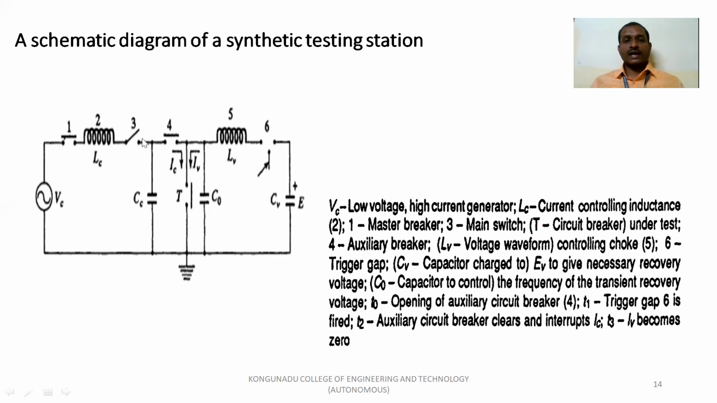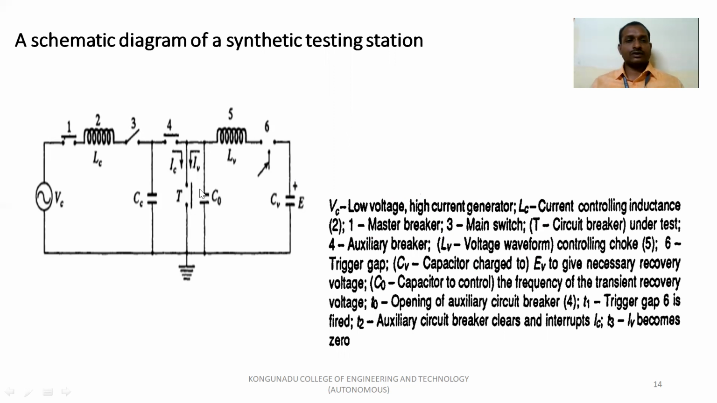Number 4 is the auxiliary breaker. So 1 is the main master breaker. LV is the voltage waveform controlling choke. 6 is the trigger gap. CV is charged to EV to give the necessary recovery voltage. C0 is the capacitor to control the frequency of the transient recovery voltage.